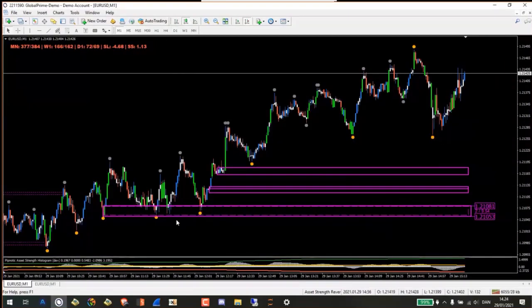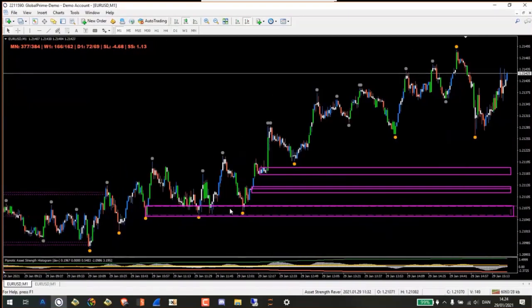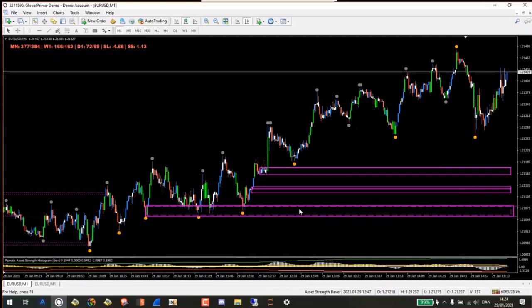Okay, and now price is here. And until this one has been removed, price is moving higher. This is kind of like the turning point. And in the meantime, we formed this area here. We formed this area here.